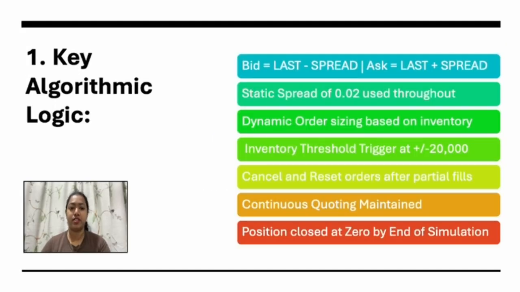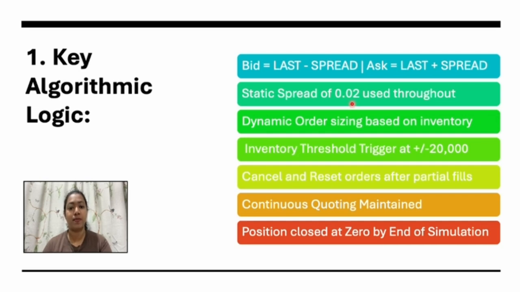Hello, my name is Kriparanjani Venkatesh and I'm going to be explaining the logic used behind the algorithmic case. The bid price is coded as last minus spread while the ask price is coded as last plus spread, and a static spread of 0.02 is used throughout the case. The reason we used a static spread is that at the time of trading there were only 3 traders present in the market, which did not seem very volatile, so at that time it seemed like a good decision to make. And while the spread has been static, the order size has been dynamic based on the inventory.